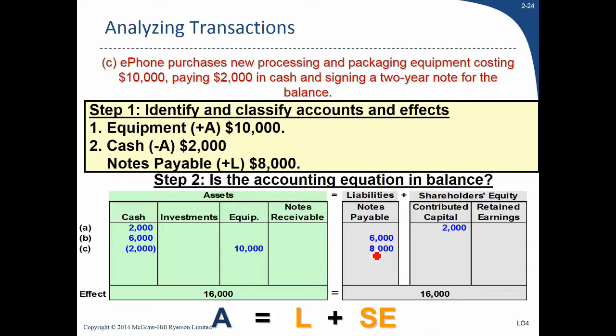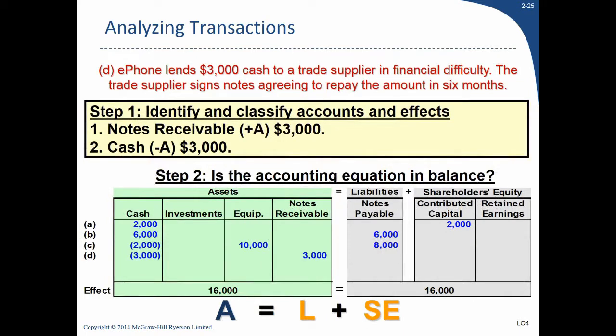These are to 2 different parties, right? We owe money now to multiple parties. One is the bank, the other is our supplier of this equipment. And the third component is contributed capital. Total is $16,000. The accounting equation is in balance.